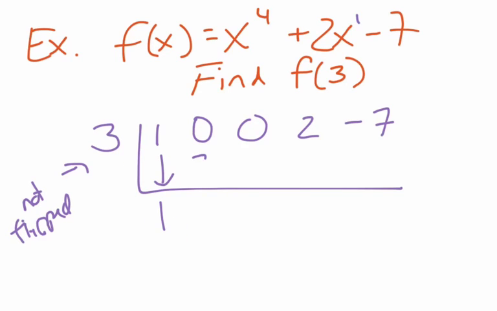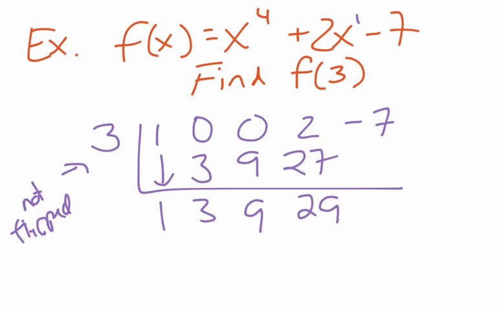3 times 1 is 3. 0 plus 3 is 3. 3 times 3 is 9. 0 plus 9 is 9. 3 times 9 is 27. 2 plus 27 is 29.